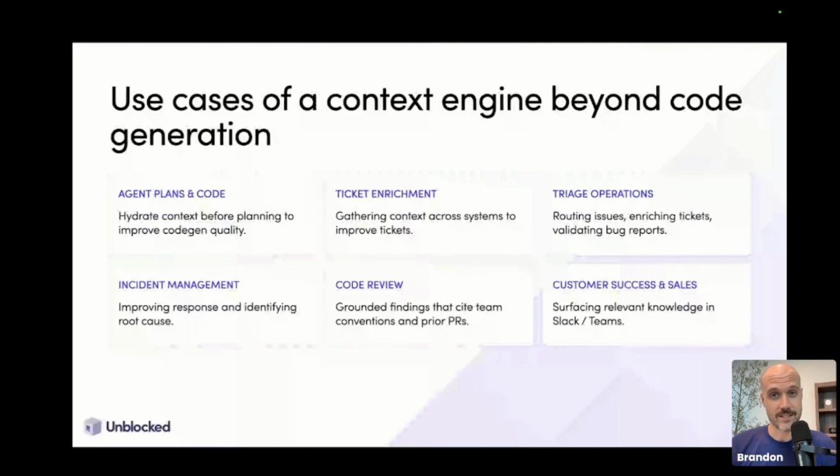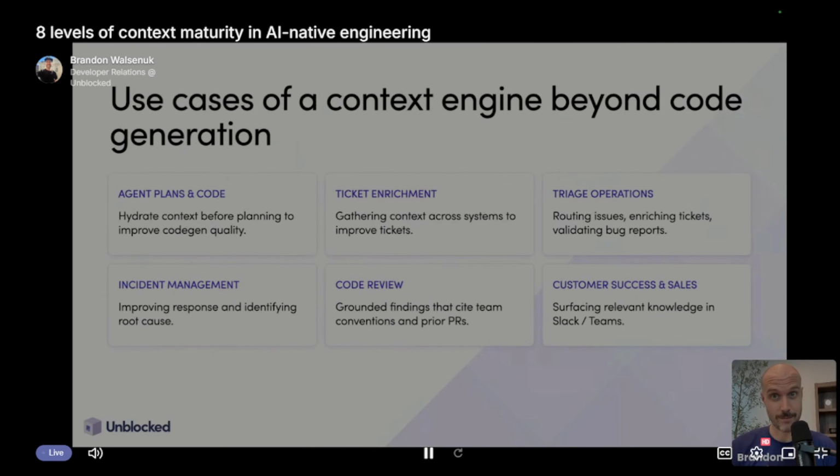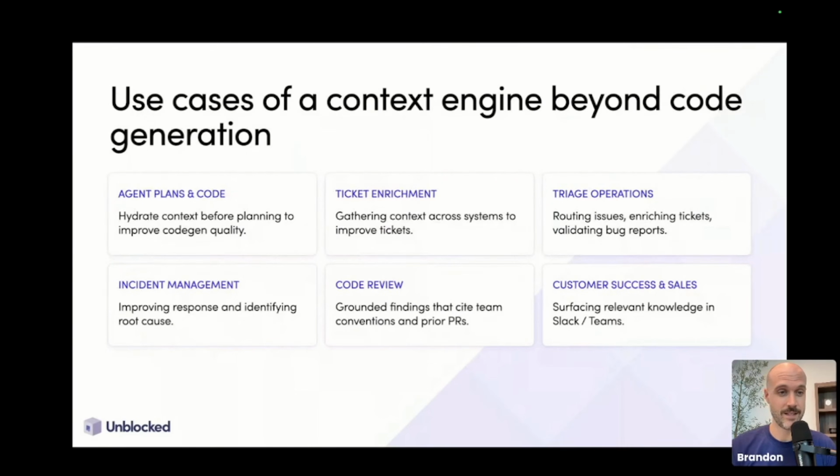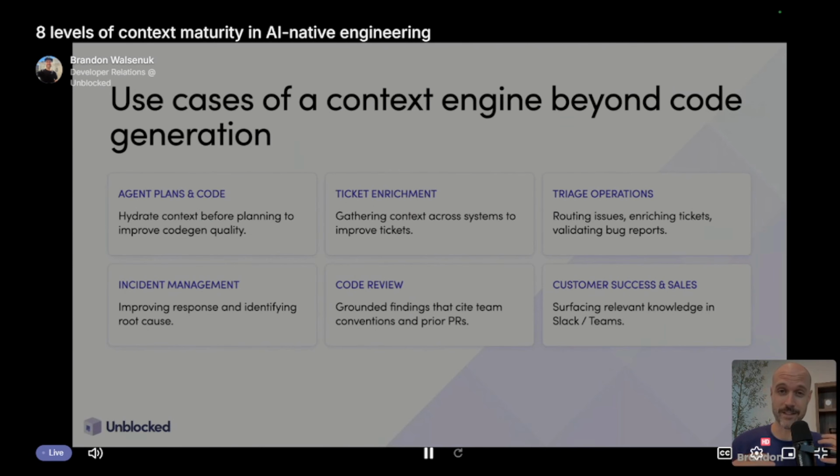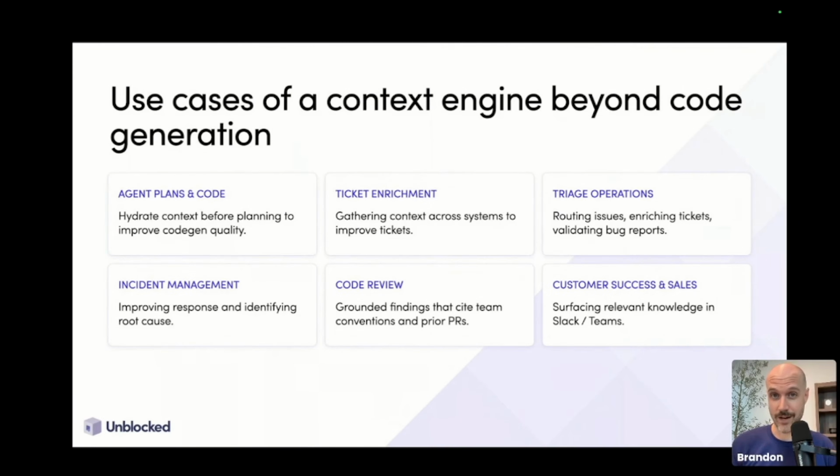There are other use cases of a context engine beyond just code generation. These are things like writing plans, doing ticket enrichment, triage operations and incident response, code review. Sales and success actually love these. Their ability to understand what's happening running in the product in order to answer while they're in field selling or supporting your customers. And in short, Unblocked covers all of these for you out of the box.